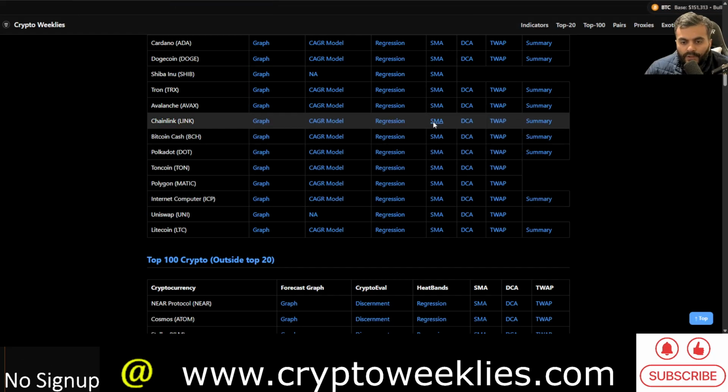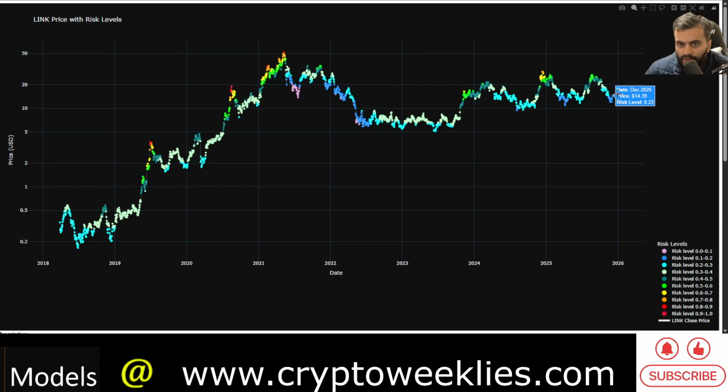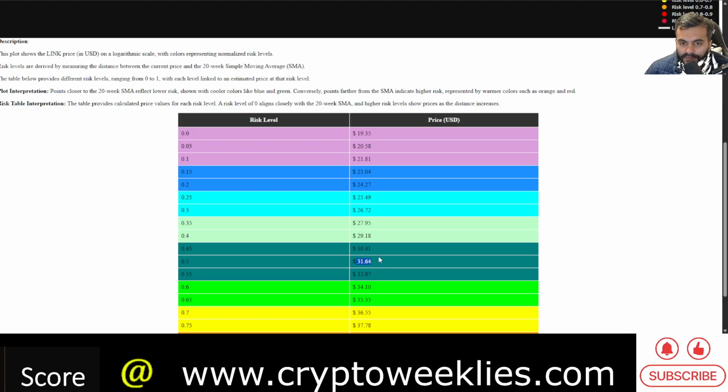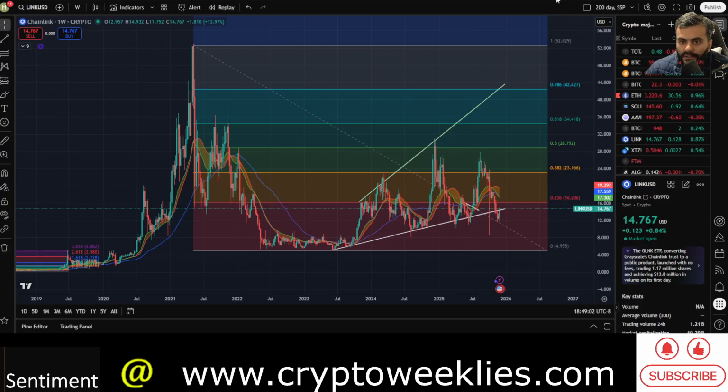The 20-week simple moving average price based model says the risk is at around 0.22. That means it's the second best time to DCA per this model. If it goes to somewhere between the 0.5 and 0.6 risk level, the price forecasted for Link is between $31 and $34. That's the lower end of this range between the 0.5 and 0.618 Fib level, between $29 and $34. That would be the upper end of the machine learning based price forecast, but the lower end of the 20-week simple moving average price model. Whereas the other model that we discussed ends at around the 0.382 Fib level.